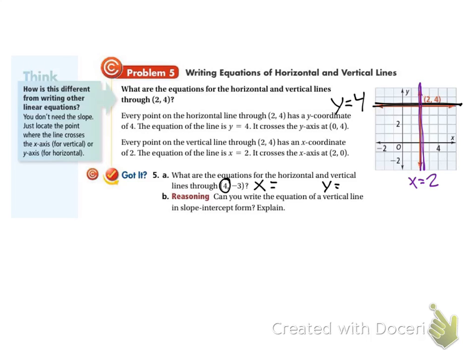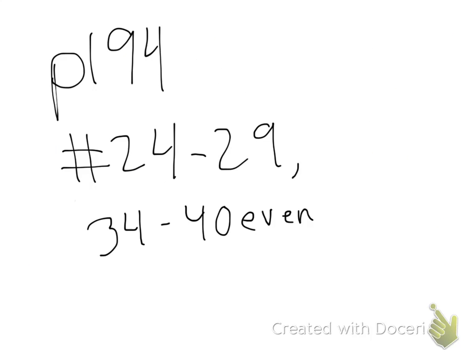My x value here is 4. So this is x equals 4. My y value here is -3. So this is y equals -3. And there's your homework.